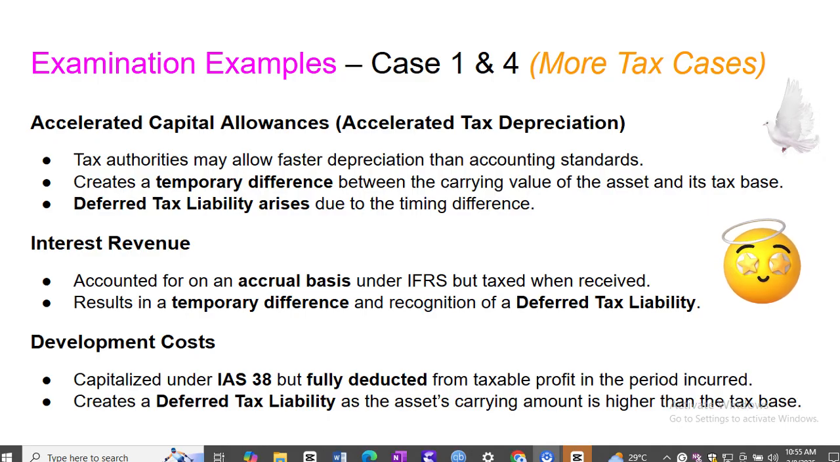What about development costs? I vaguely remember those being treated differently for accounting and tax. Development costs, great example. Under IAS 38, if certain criteria are met, you can capitalize those costs, treat them as an asset.